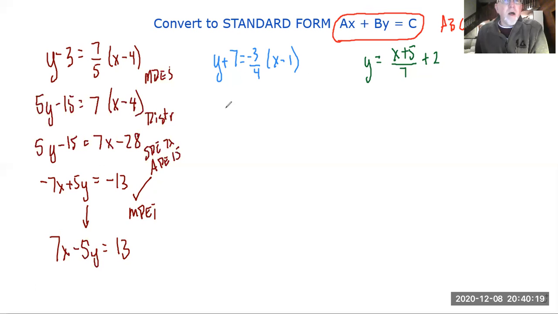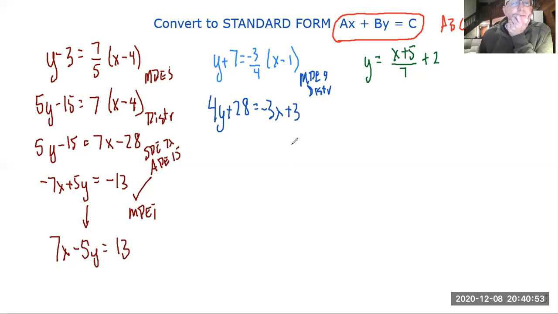So we have y plus 7 equals negative 3/4 times the quantity x minus 1. I'm going to start off again with MPE, and this time I'm going to do 4, this denominator number. So that's going to be 4y plus 28. And then negative 3, I'm going to distribute also. I'm going to distribute in one step. You can follow this. Negative 3 times x is negative 3x. Negative 3 times negative 1 is plus 3.